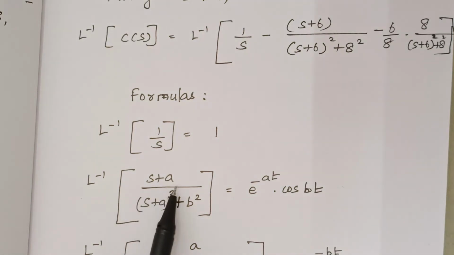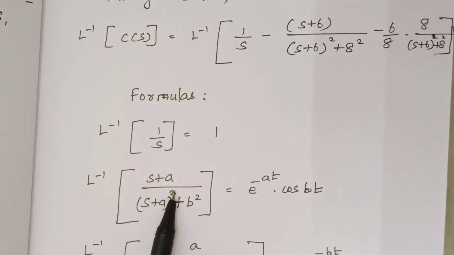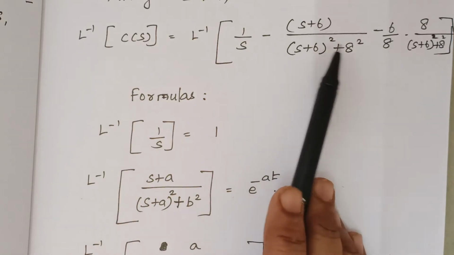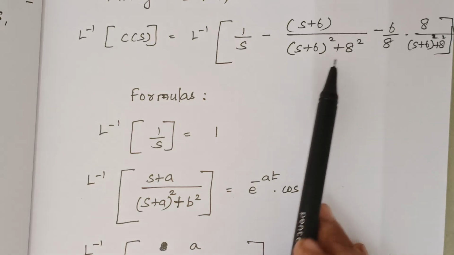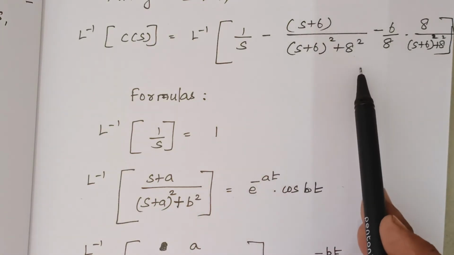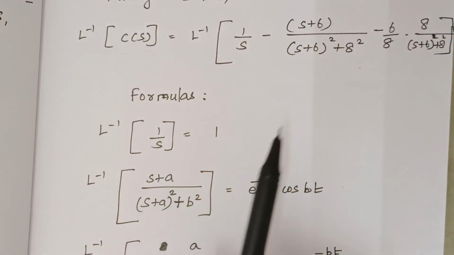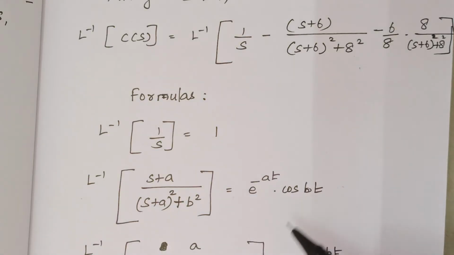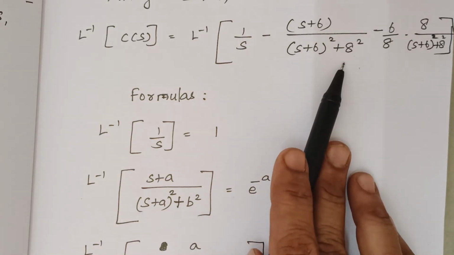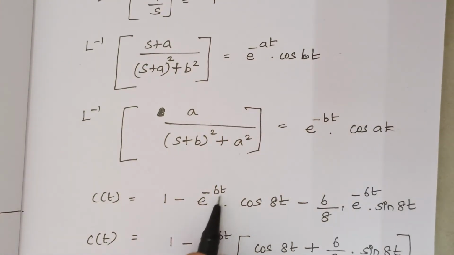You see, I am having s plus 6 divided by s plus 6 whole square plus b square. Here in the place of b square I am having 8 square. So this equation can be written as e power minus at. So in the place of a I am having 6 here. So e power minus 6t. And the place of b I am having 8. So I have to write it as cos 8t. So e power minus 6t into cos 8t, right?